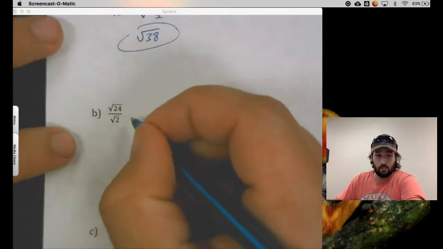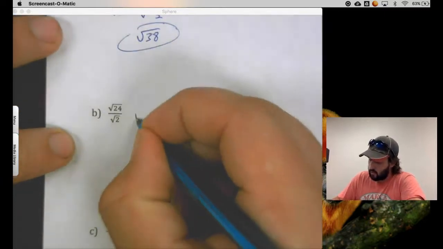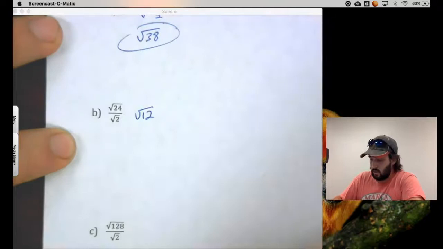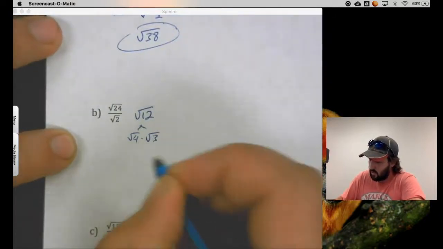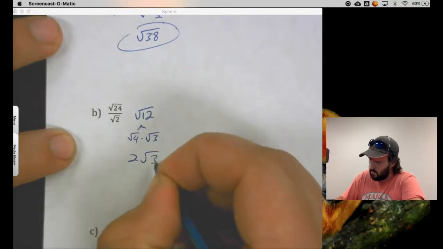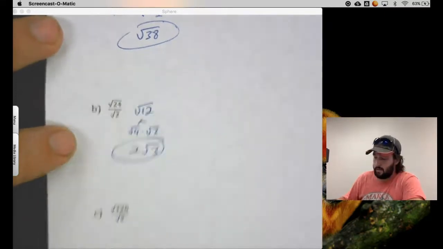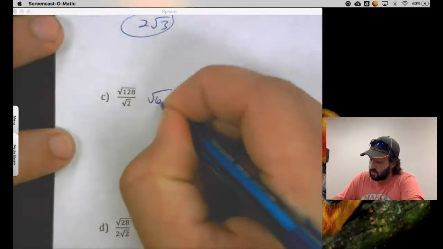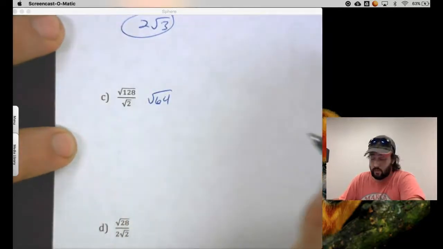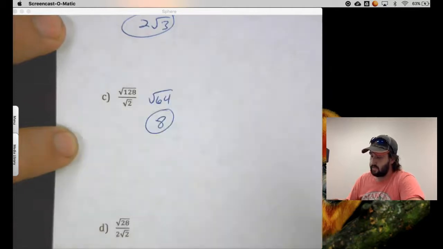Moving on, 24 over 2 would give us the square root of 12, which is square root of 4 times the square root of 3. So that is 2 root 3. And root 128 over 2 would be the square root of 64. Square root of 64 is perfect, so that's just 8.